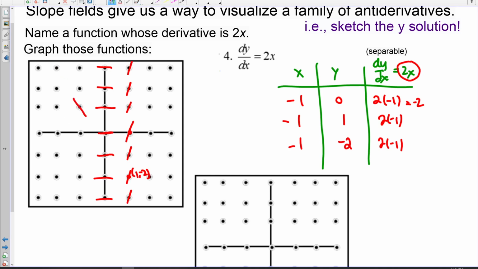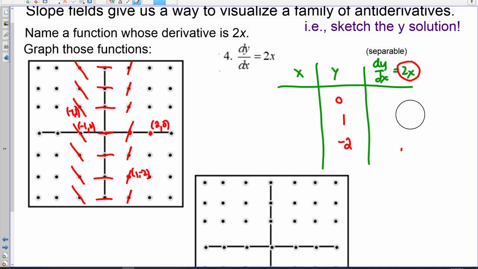Then that slope would also be the same here, and here, and here. These points would all have the same slope of negative 2. If I plug in negative 1, 0, which would be right here, and negative 1, 1, which would be this point here, the slope would all be negative 2. What if I had a point over here? This point here is 2, 0.